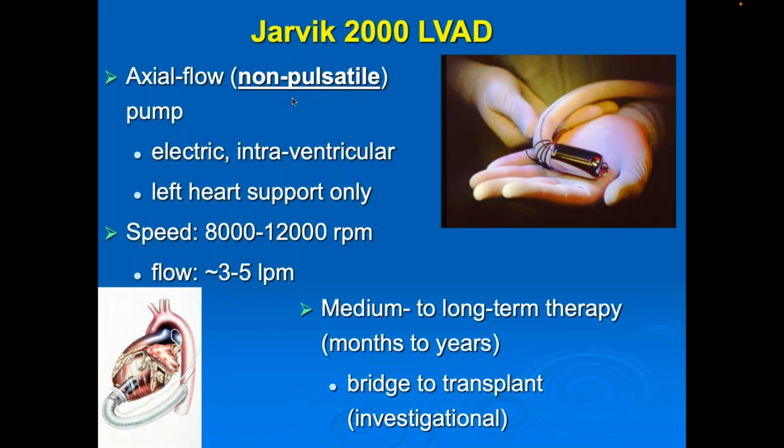The Jarvik 2000 LVAD is an axial flow non-pulsatile pump. It's electric, intraventricular, left heart support only, with speeds of 8,000 to 12,000 RPM, which then gives you a 3 to 5 liter per minute flow. Again, you can use this for medium to long-term therapy, months to years, as a bridge to transplant.